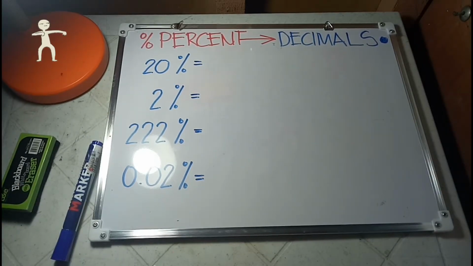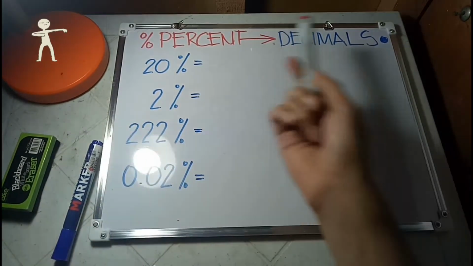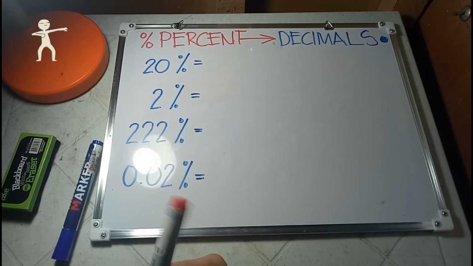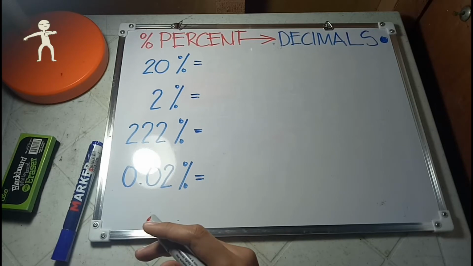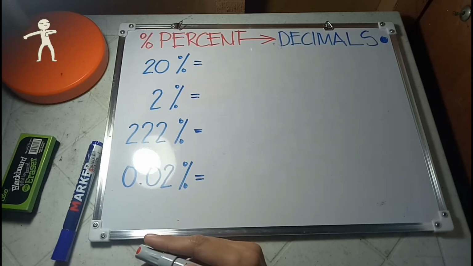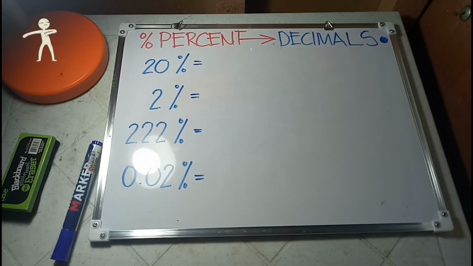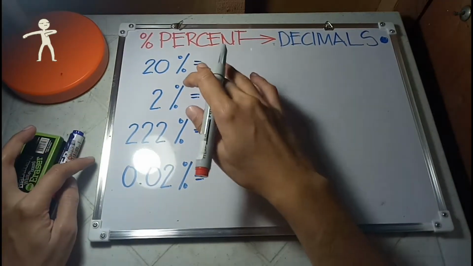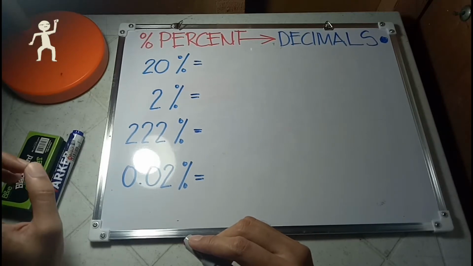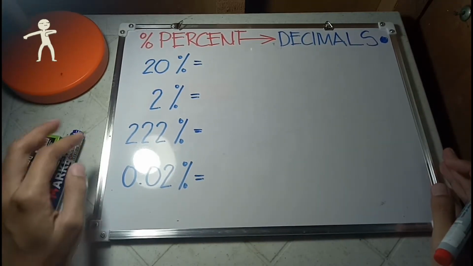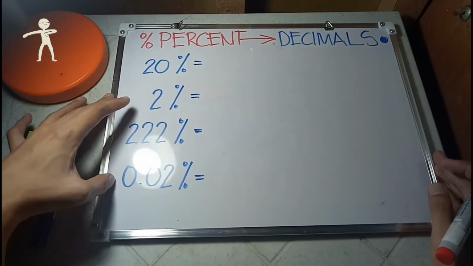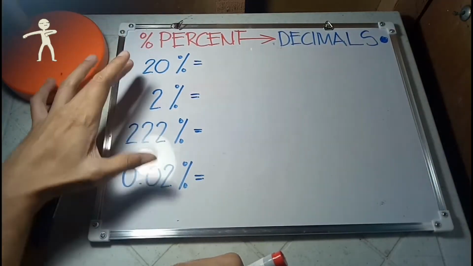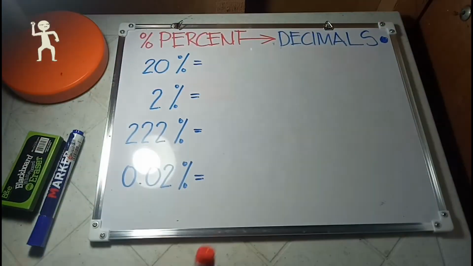In this video, we'll be discussing the conversion of percent to decimal. During the civil service exam, makaka-encounter po kayo ng mga math problems na merong conversion ng percent to decimal or the conversion of decimal to percent. So, in this case, we'll be discussing the conversion of percent to decimal. We have here 4 sets of problem: 20%, 2%, 222%, and 0.02%. Now, we will be converting these numbers into decimals.